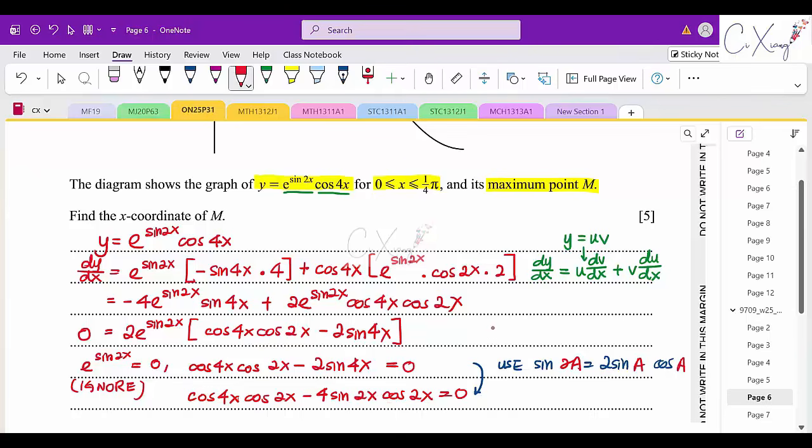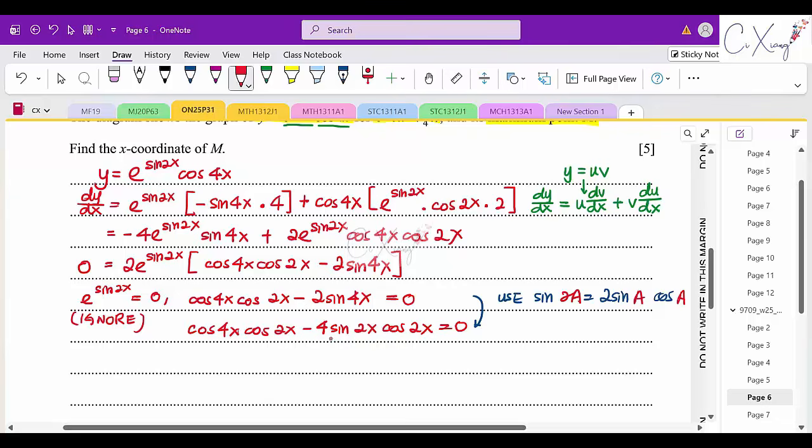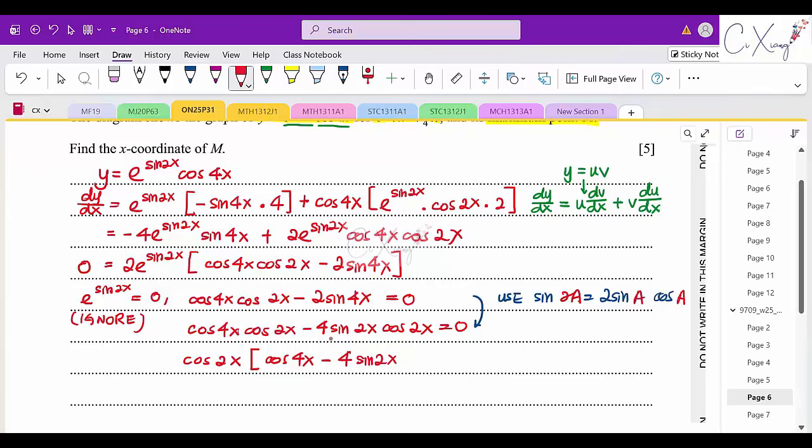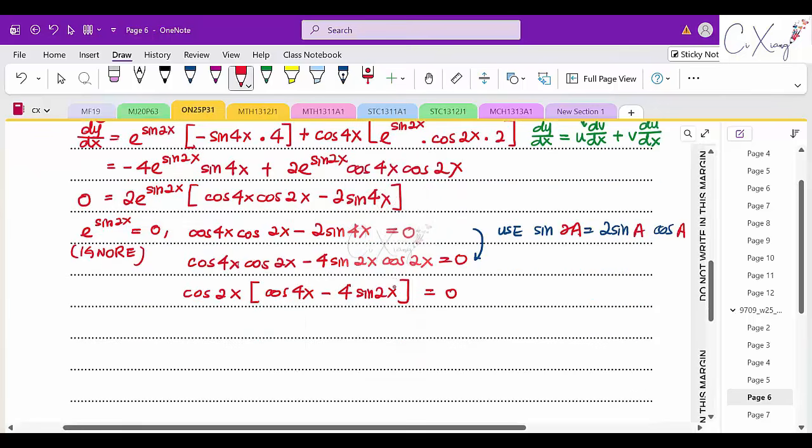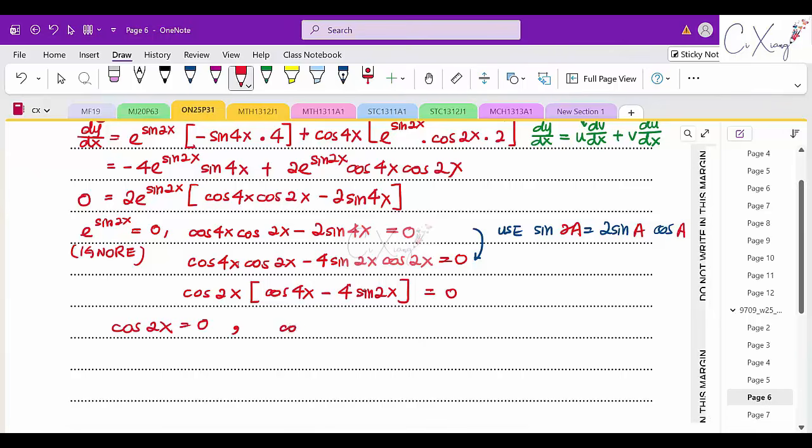Okay, then after that, when I have this equation, I know that I can take out the cos 2x. So it becomes cos 4x minus 4 sin 2x equals 0. Then again, this part and this one, I can further simplify into two equations. I have cos 2x equals 0, then cos 4x minus 4 sin 2x equals 0.